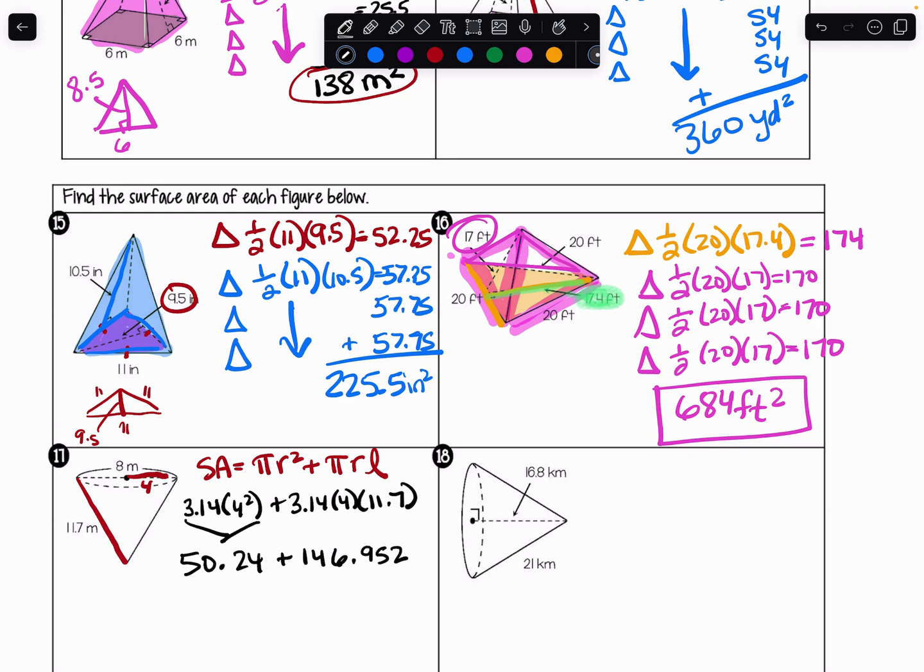Doing it in my calculator, but always showing my work. You'd have to write stuff down anyways. There's no way you could keep track of all this in your head. All right, and then this cone over here is the same thing. It's going to be pi r squared plus pi r L, so 3.14.